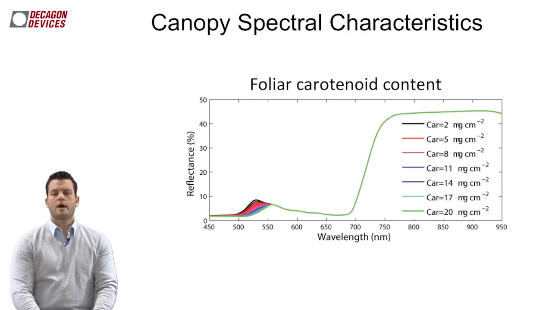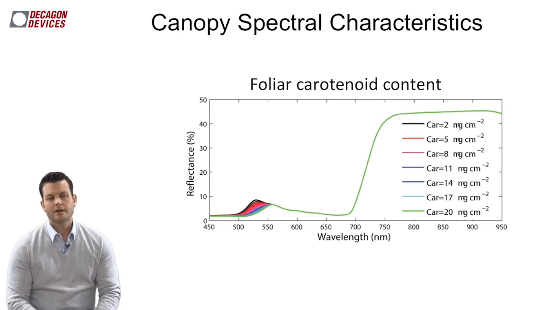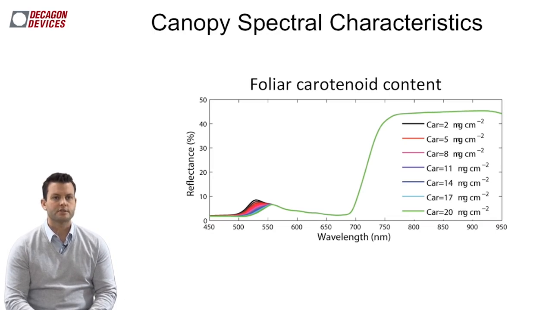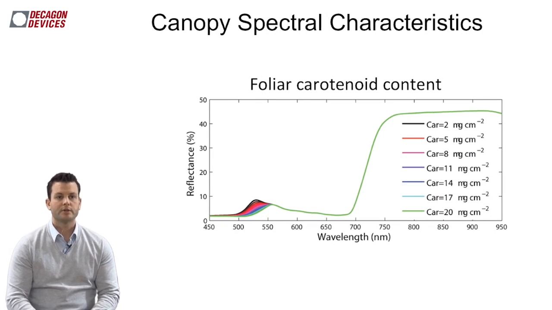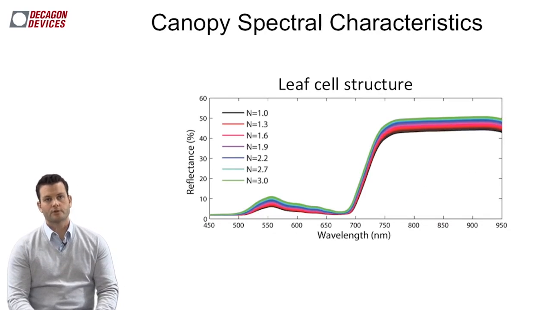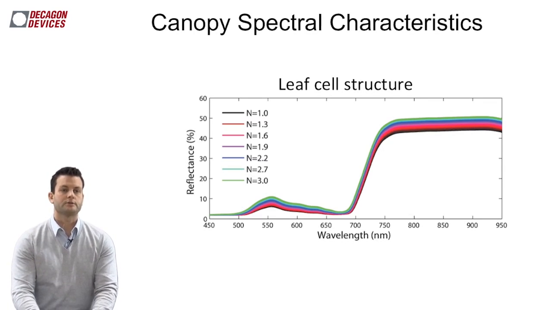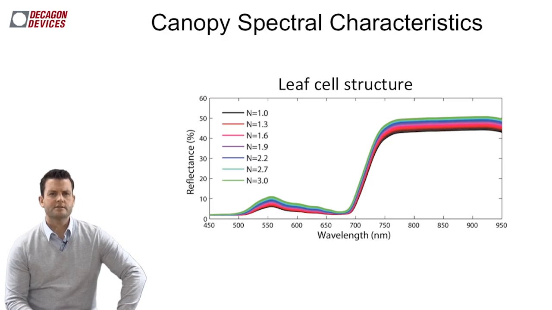So similarly, carotenoid content will also change reflectance, but its effects are much less widely spread throughout the spectrum. They're pretty much isolated just to that green hump area, but they can still have an effect on reflectance. Leaf cell structure is also a property of canopies that can affect the reflectance spectrum. And you can see here that its effect tends to be pretty even across most of the visible and near-infrared.